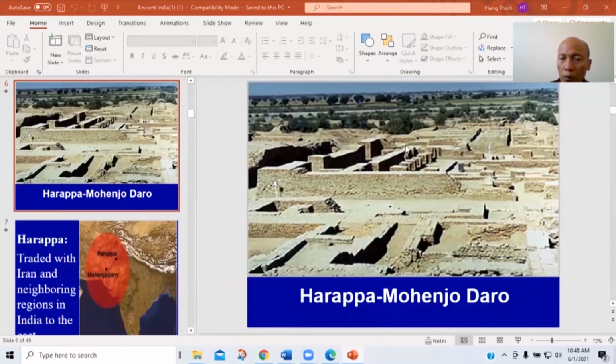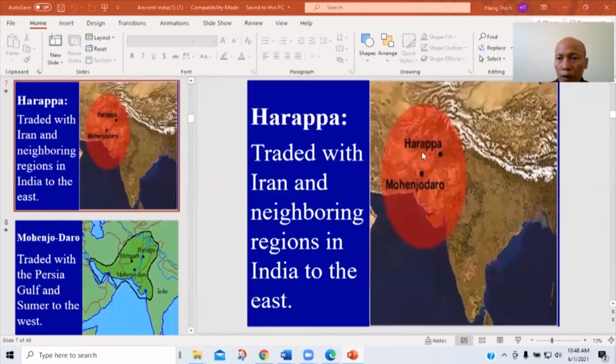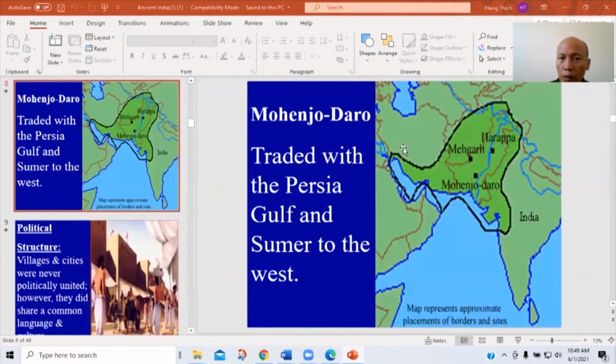And here, the demand of these two civilized cities affected the nearby areas. They traded with the Aryans and neighboring regions in India to the east, and they traded with the Persian Gulf and Sumer to the west.